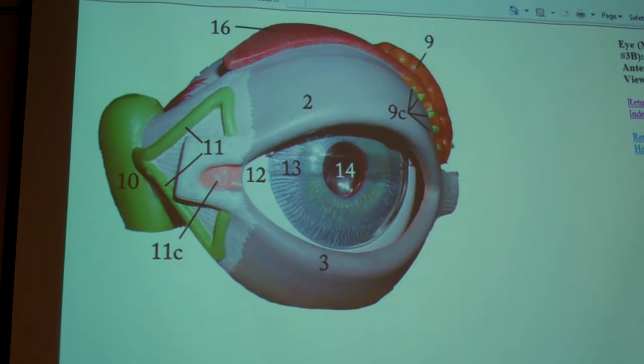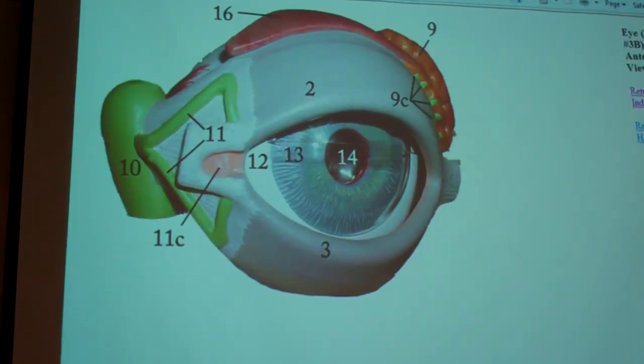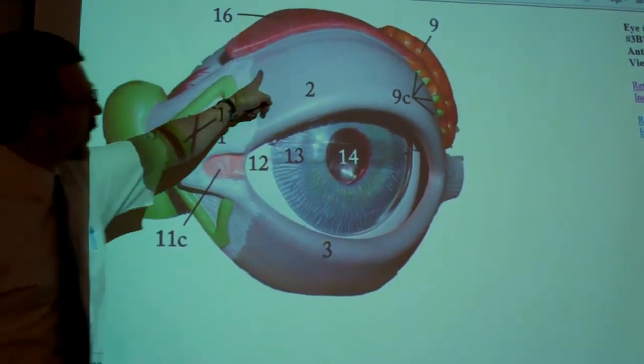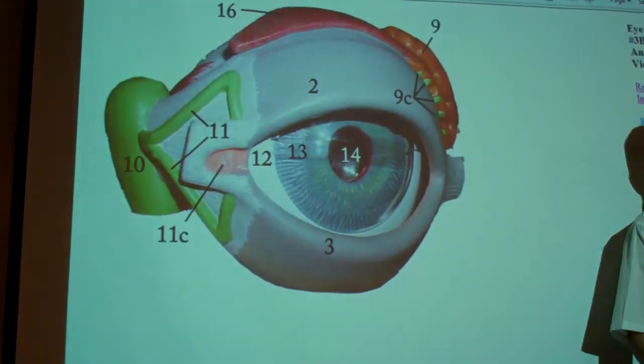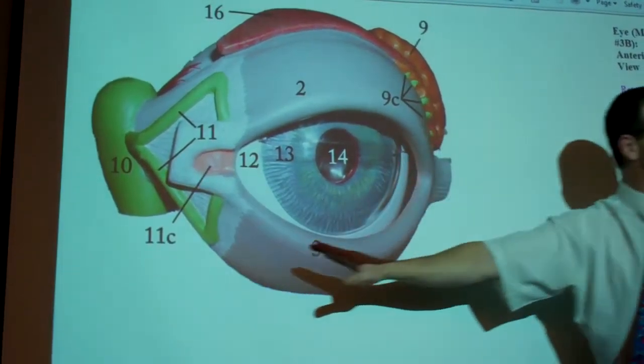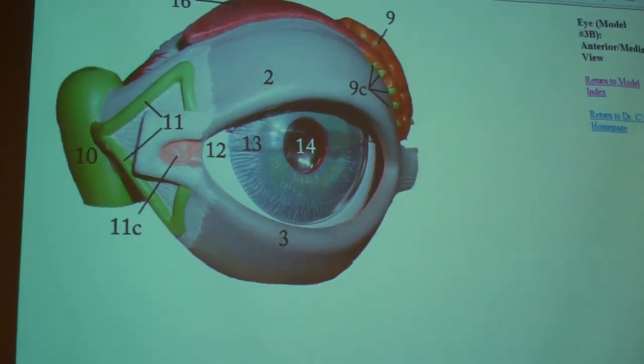So can someone tell me which number is the lacrimal gland, meaning tear gland in English? Number 9. This is my lacrimal gland. It's like a windshield washer. The tears come down, then go across my eye to my nose. They have to sweep across. So number 9 is my lacrimal gland on the lateral side of the eye.